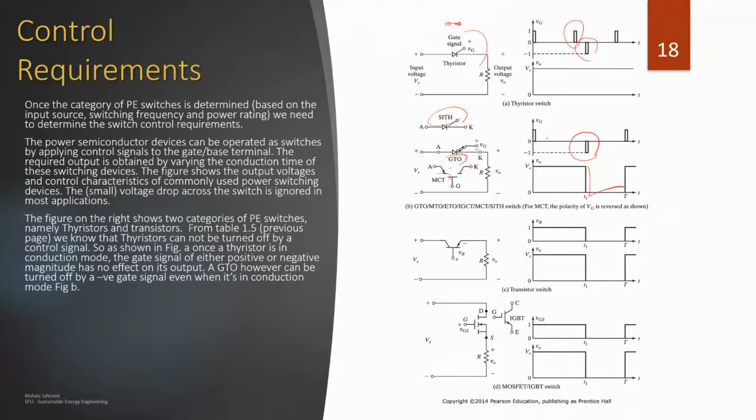And the control requirement is you only need a pulsing signal. So the controller should only pulse the switch. But if you use, for example, a transistor switch, then the control signal needs to be continuous. That means that you can control when the switch turns on and when it turns off, but then the control signal also needs to be maintained. You can't pulse it.